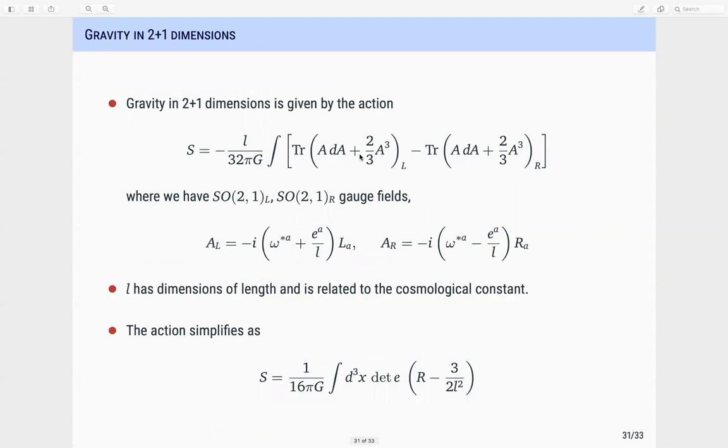Einstein gravity in 2+1 dimensions is the difference of two Chern-Simons forms. This is a well-known result going back to Achúcarro and Townsend. You have left and right SO(2,1) gauge fields, spin connection and the frame fields form one component, omega plus E, omega minus E is the other one. You look at this difference, it turns out to be Einstein action with a cosmological constant.